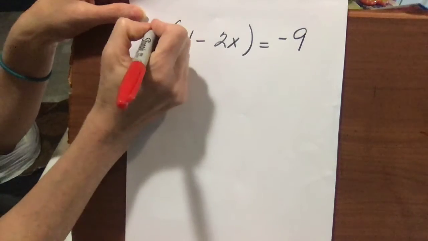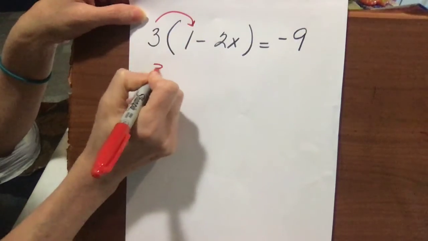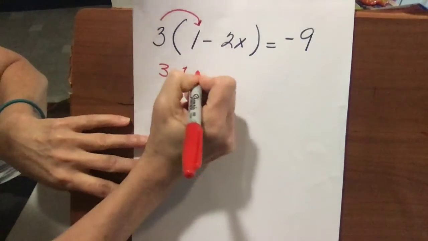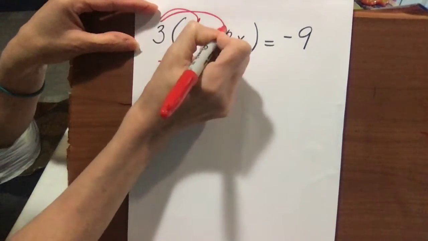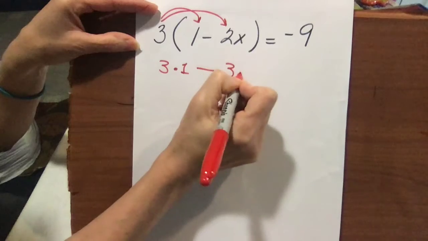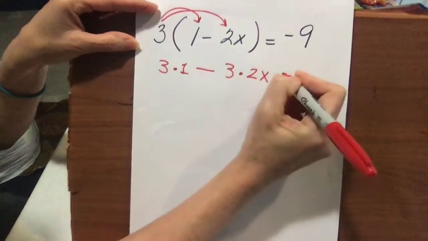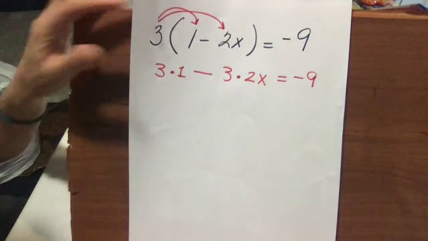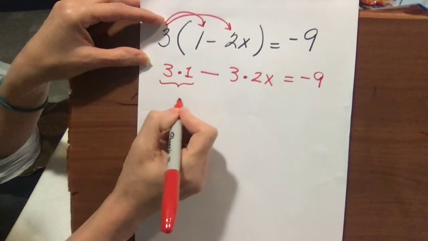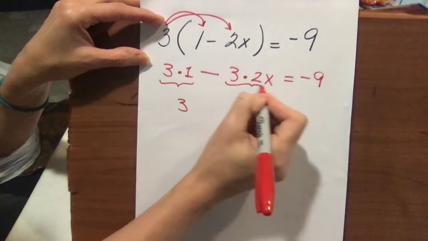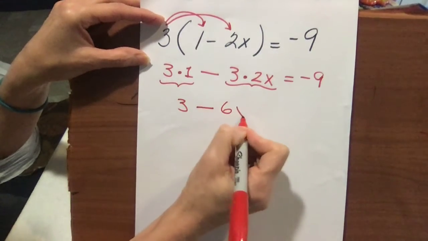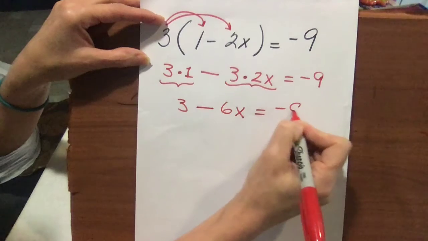So we'll multiply 3 times 1. I'm going to do it the long way first so you can see it. Then we're going to subtract, then distribute the 3 to the 2x, so it's 3 times 2x, and it still equals negative 9. You want to keep your equation intact. Now we're going to calculate. 3 times 1 is 3. 3 times 2x is 6x, so it's minus 6x equals negative 9.